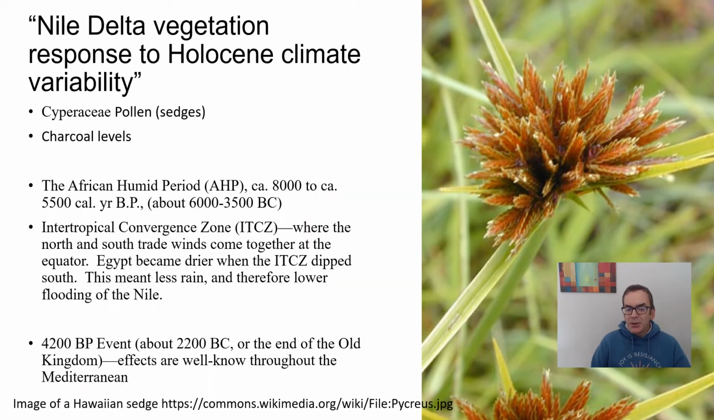The article I had you read, or one of them, was called Nile Delta Vegetation Response to the Holocene Climate Variability. It looks at pollen, which we've looked at before, and it looks at charcoal levels. Both of these you should be familiar with looking at in terms of scientific data.